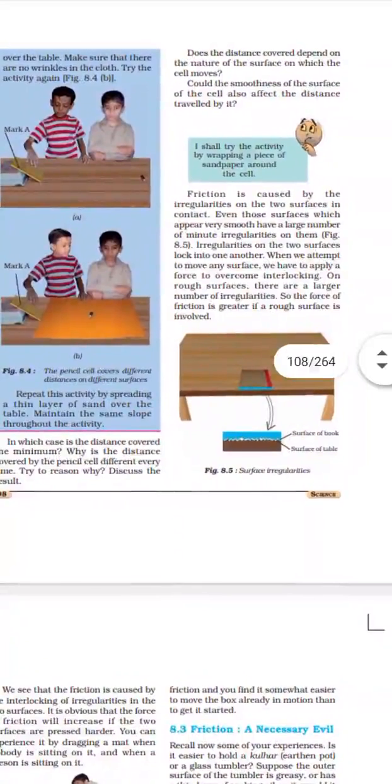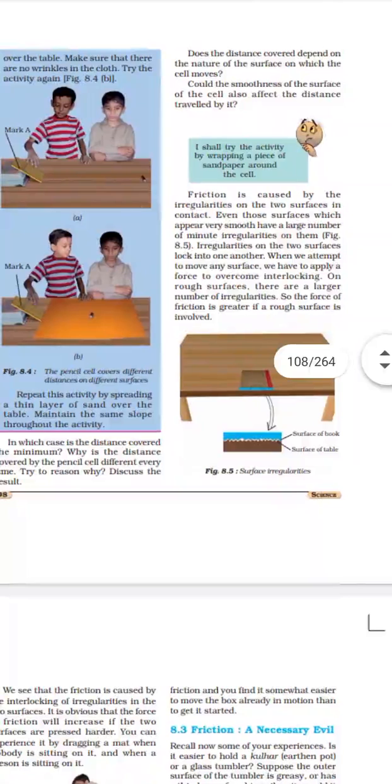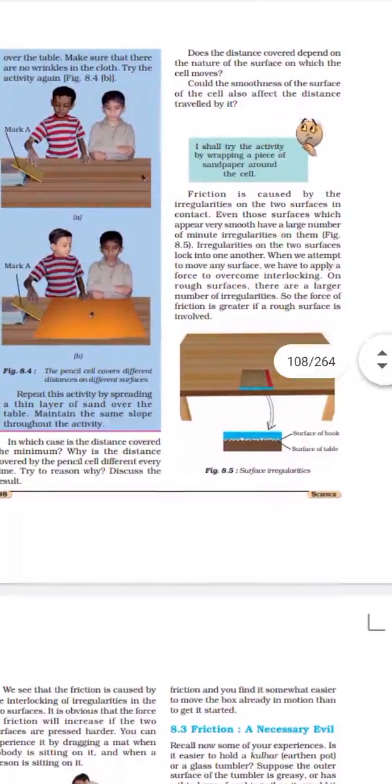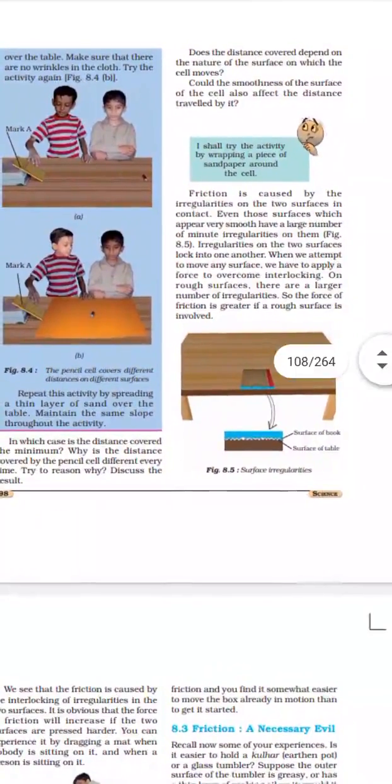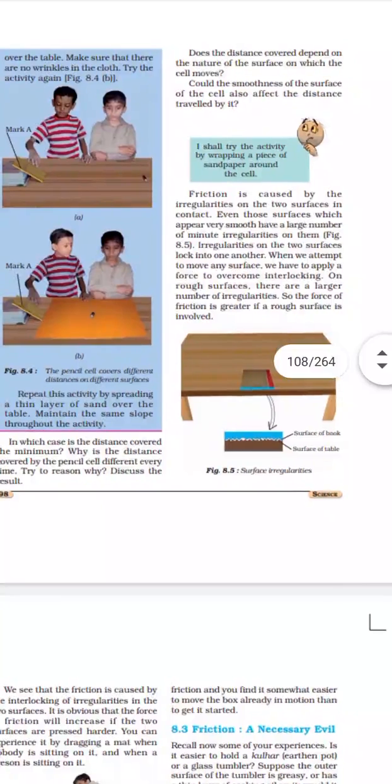Irregularities on the two surfaces lock into one another. When we attempt to move any surface, we have to apply a force to overcome the interlocking. On rough surfaces, there are a larger number of irregularities, so the force of friction is greater if a rough surface is involved.